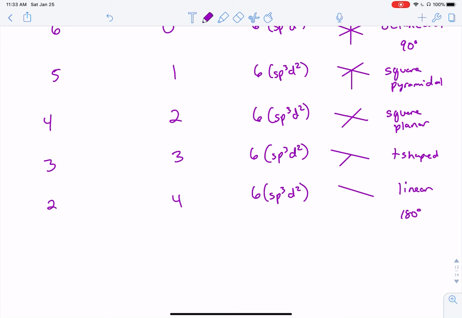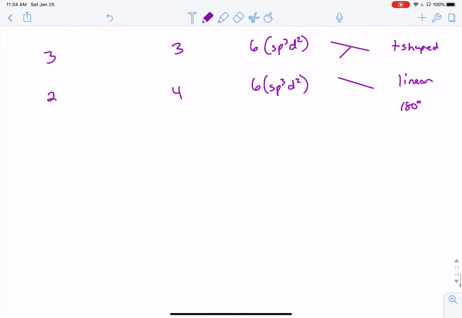What, Maha? What? Shut up. We're not doing 1 and 5. Okay. Technically, if you want to be honest about it, you can't really have a 1 and 5 because there's no point in having an expanded octet if you only bond to 1 atom. So that's really the truth behind it. Still, that's an expanded octet. That'd be 10 electrons around the atom.